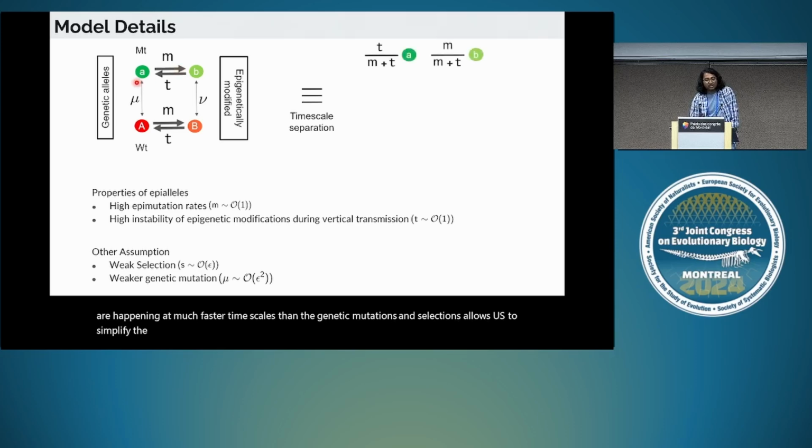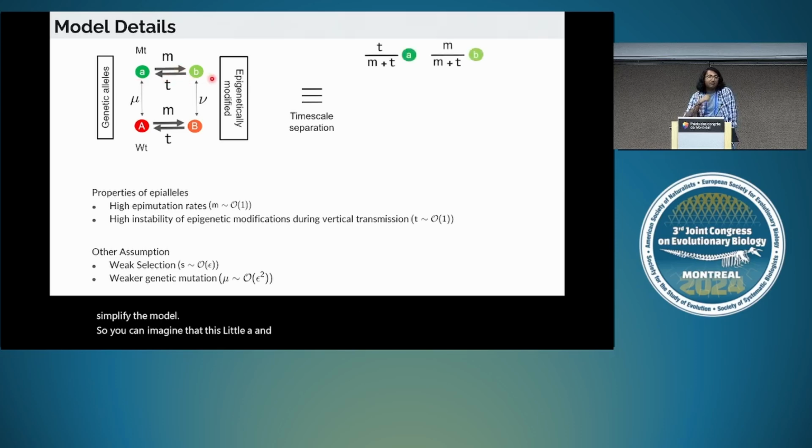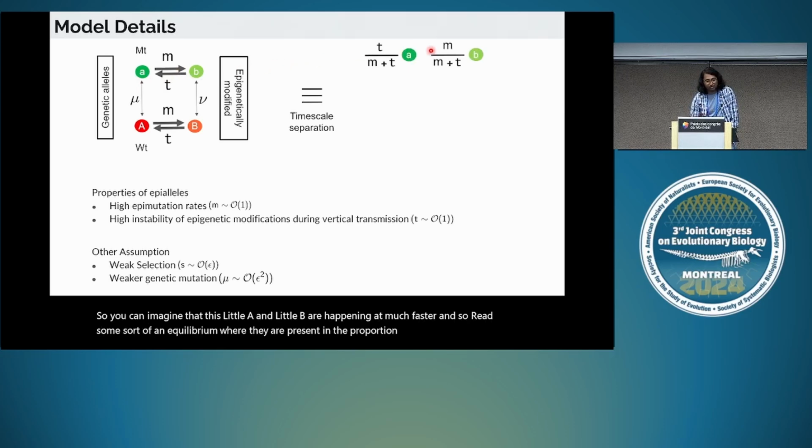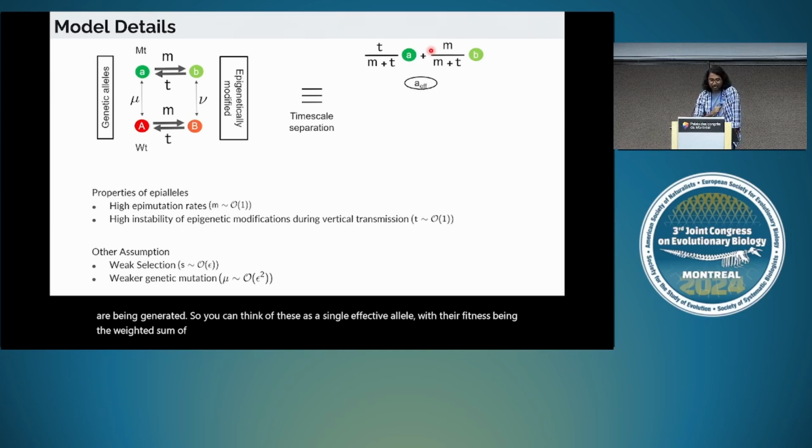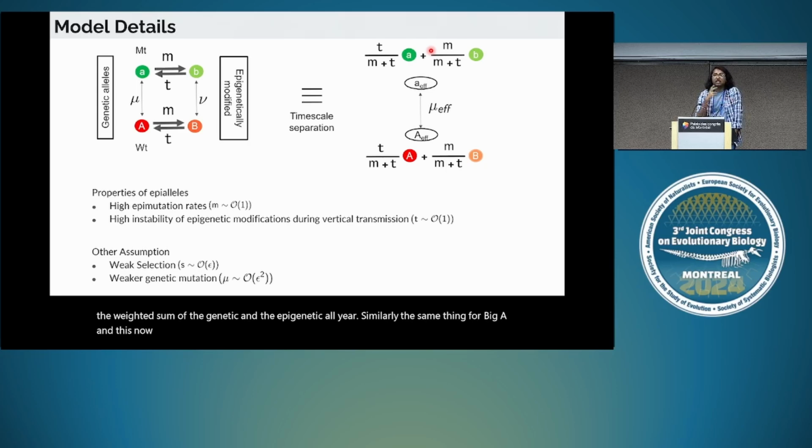So you can imagine that this little a and little b are happening at much faster timescales, and so reach some sort of equilibrium where they are present in the proportion of the rates at which they are being generated. And so you can think of these as a single effective allele, with their fitness being the weighted sum of the genetic and the epigenetic allele. Similarly, the same thing for big A, and this now reduces to the classical PopGen two-allele type model, and a lot of the analysis results from those can be exported.